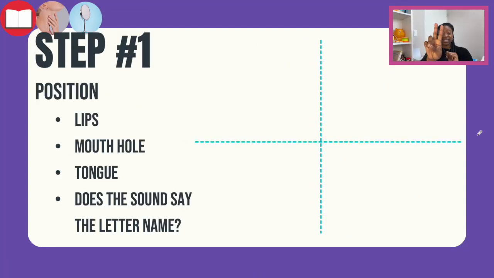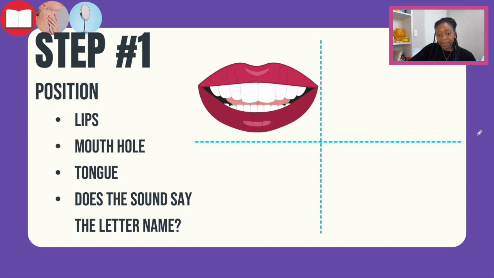So let's continue. The second sound. Now this time, the lips are not as spread as E. If we look at them together, they're not as spread. They're not like this, but they're still a little bit spread. But they're not completely neutral, maybe in the middle.